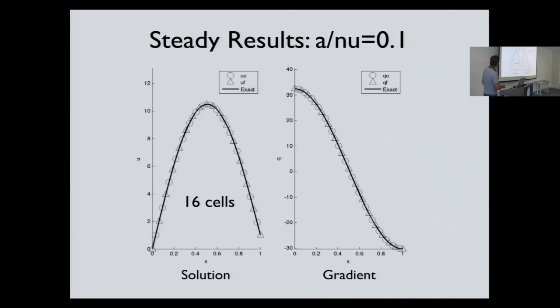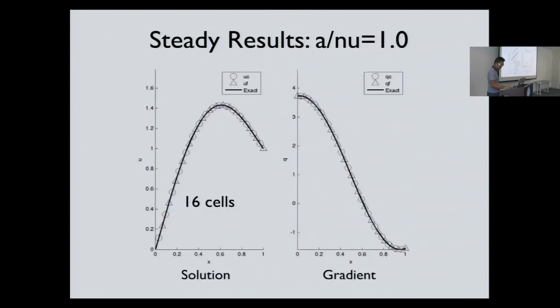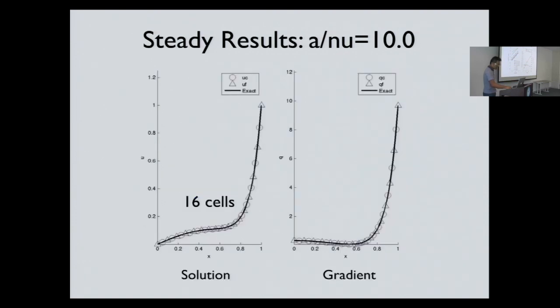And 0.1, still diffusion dominates. This is just a little bit of effect of advection. But still, we keep third order accuracy and 4 Newton iterations, and again, a linear increase in the relaxation. And 1.0, now advection begins to affect the solution. And still, we keep third order accuracy and the same level of Newton iteration and relaxation.